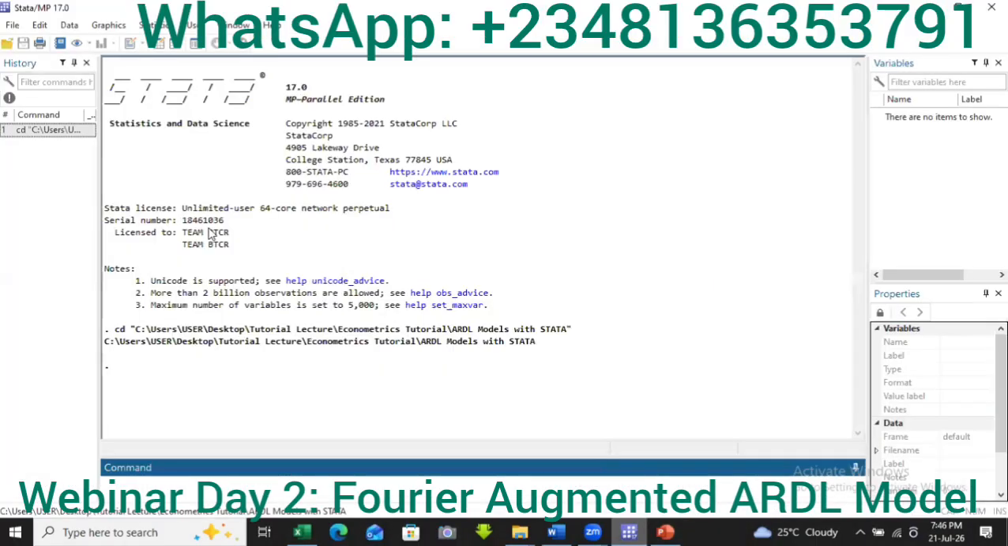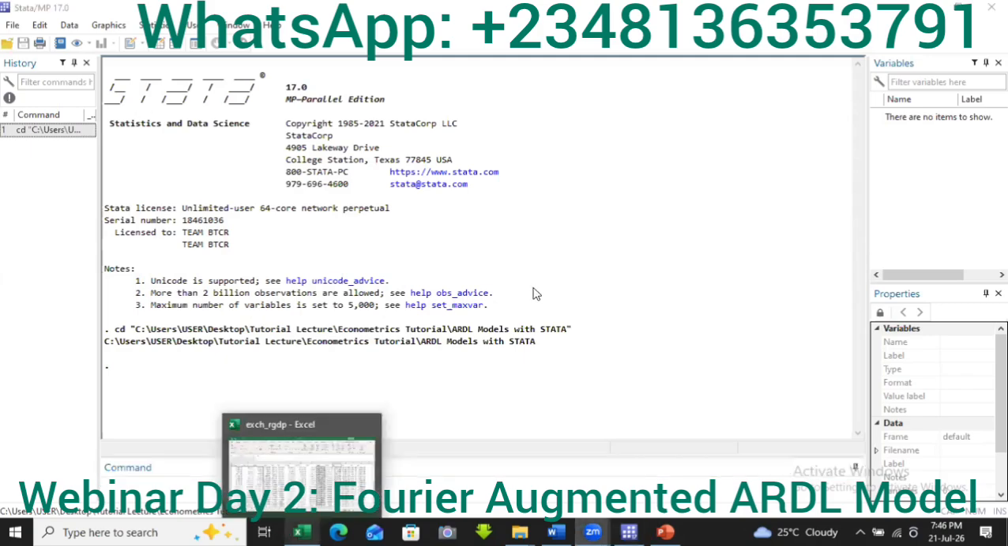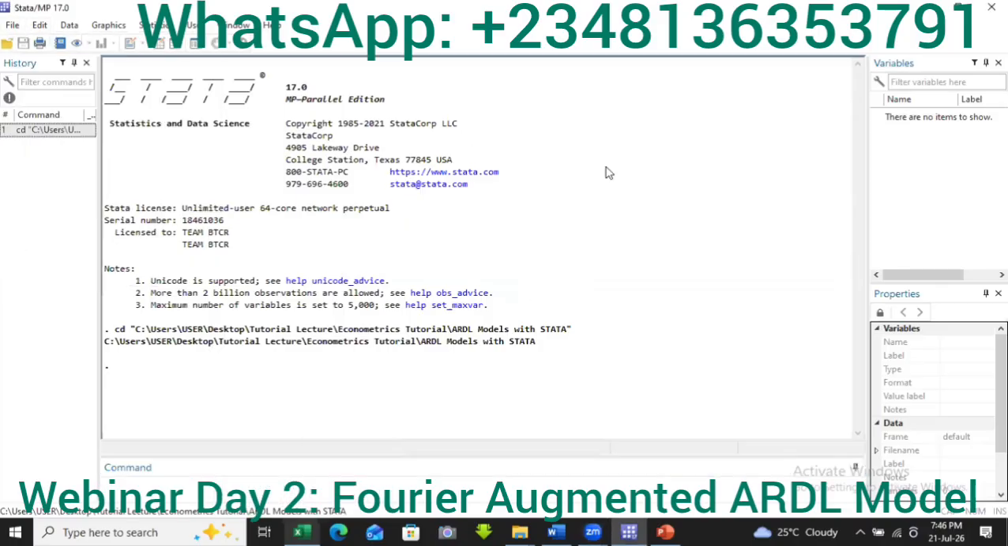So I come back to the STATA environment here. You can see this is the STATA environment. I've already set my working directory, the folder where I have my do file and the data set I want to use. If you don't know how to do that, just watch the one where you are guided on how to set your working directory to the right folder.